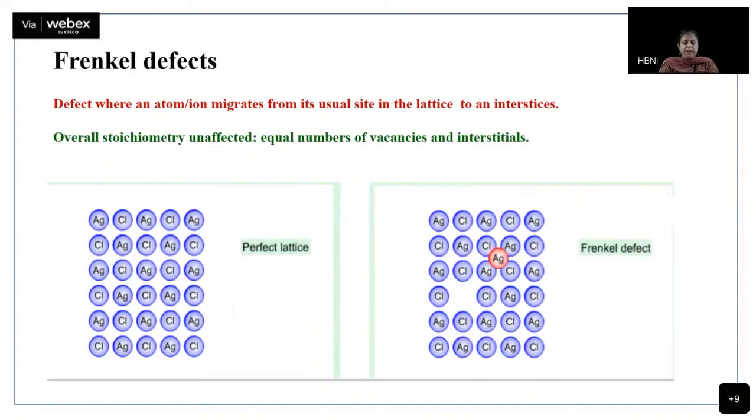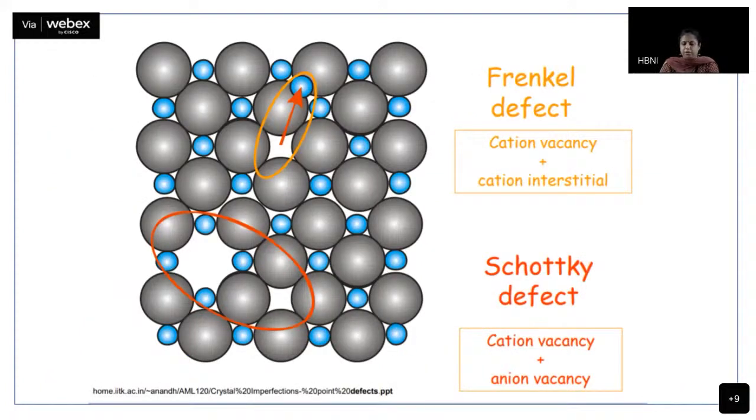Frenkel defect, where an atom or ion migrates from its site. This silver has migrated from its particular site to an interstitial, and now we have this situation, and this is a Frenkel defect. Again, overall stoichiometry is unaffected. You have an equal number of vacancies and interstitials. Okay, so this particular cartoon shows the same thing. This is your Frenkel defect, and this is your pair of Schottky defects.